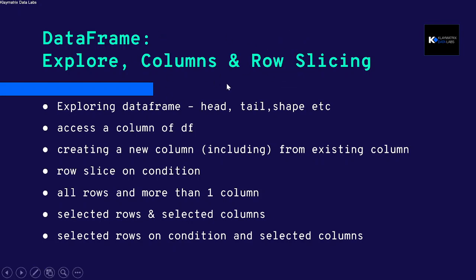So this is a window to getting more info from your data frame, which eventually is your underlying data. We'll learn about how you would explore a data frame using head, tail, shape, and other things, basically to get a bird's eye overview of the data. Then we'll talk about accessing different columns or a column of a data frame, creating a new column. Then we talk about row slicing used with conditions and a few other possibilities with the data.